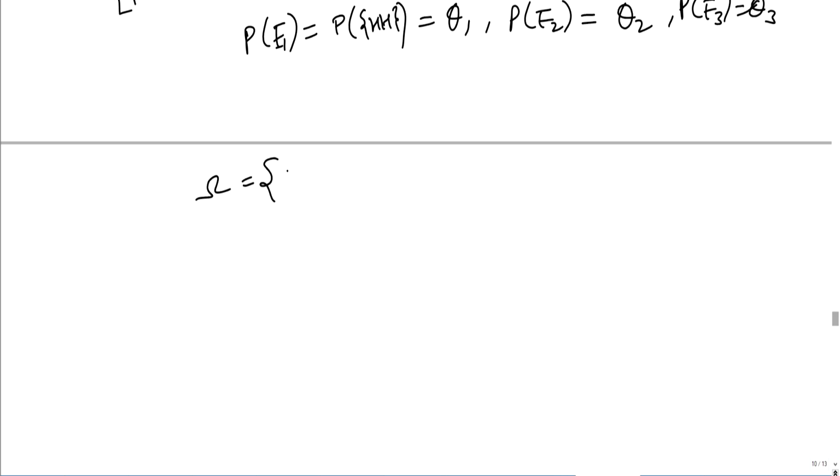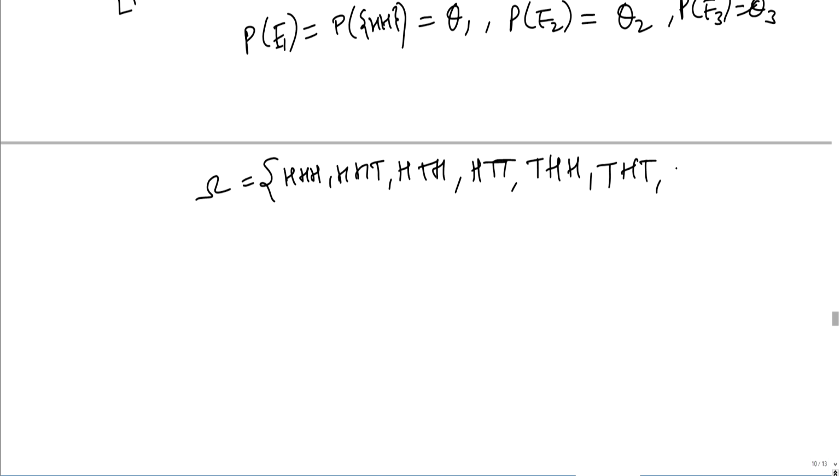Now your sample space would be HHH, HHT, HTH, HTT, THH, THT, TTH, TTT. That should be 8. Now 8 possible outcomes, as you are tossing the same coin 3 times. So that's your sample space now.